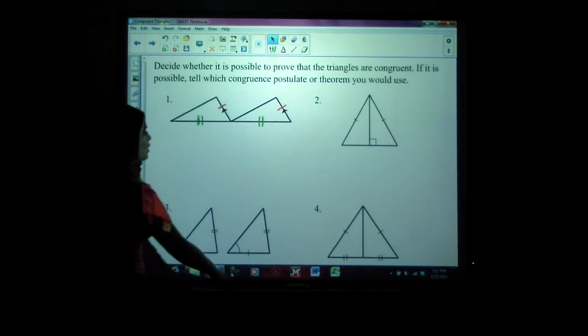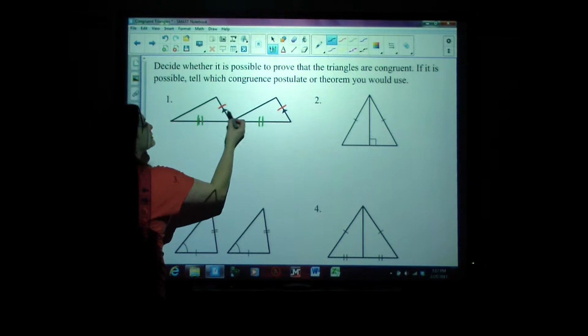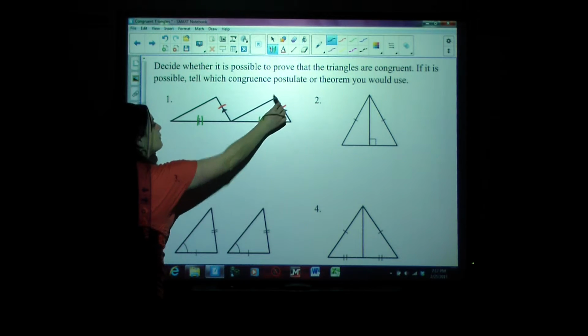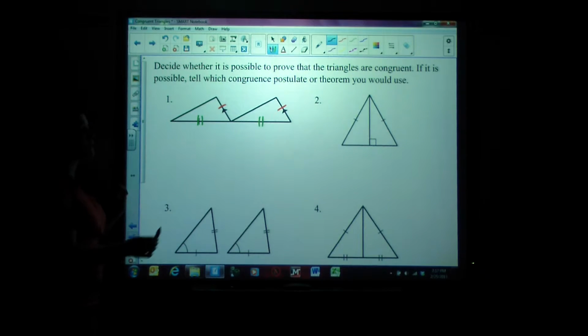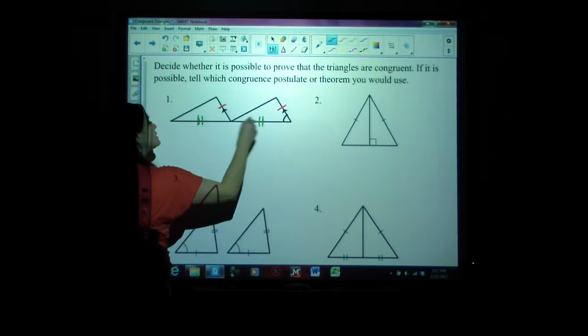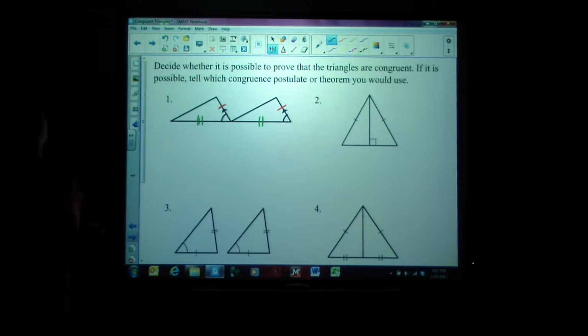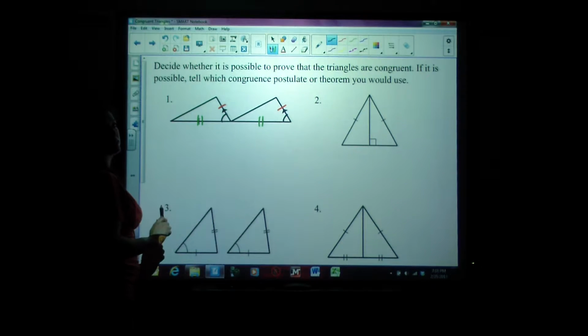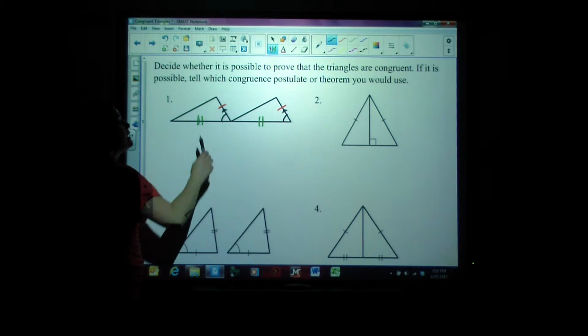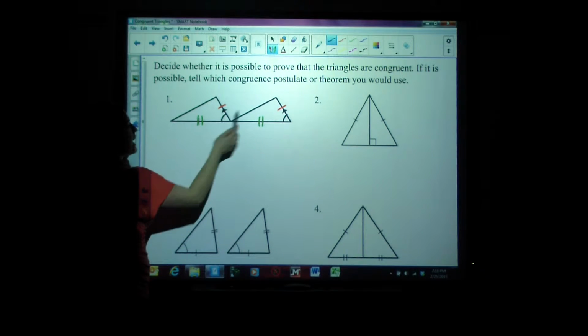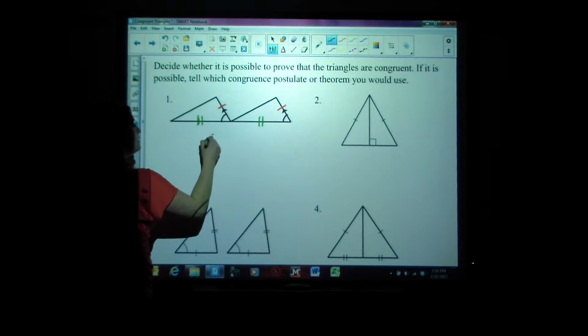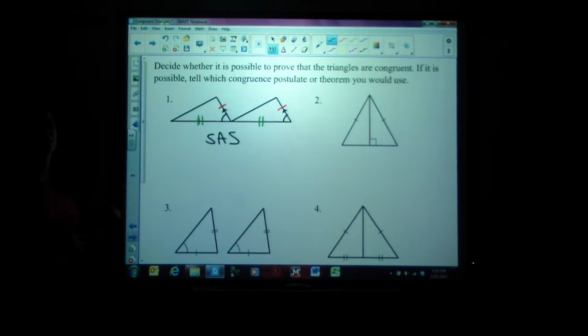But what we've also been shown are these triangles. What these triangles mean is that these lines are parallel. And if you remember anything about parallel lines cut by a transversal, corresponding angles are congruent. So maybe it wasn't marked on the picture that they were congruent, but I can prove that they are congruent because of those parallel lines. So we do have enough information to say that these triangles are congruent, and how we know that is because of the side, angle, side congruence theorem. Okay, let's try the next one.